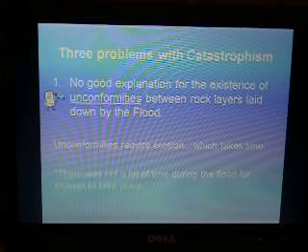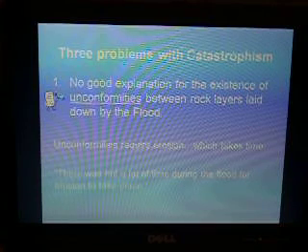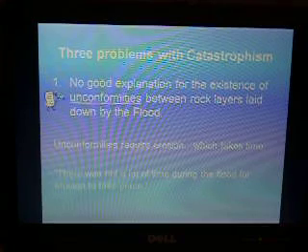Unconformities require erosion, and erosion takes time, and there was not a lot of time during the flood for this erosion to take place. So this is one of the problems that catastrophists have a real hard time explaining.